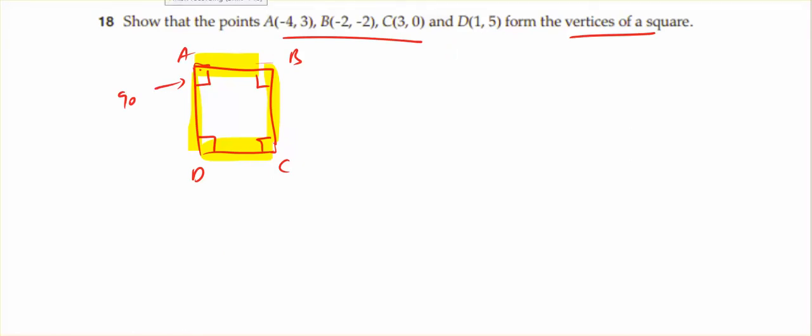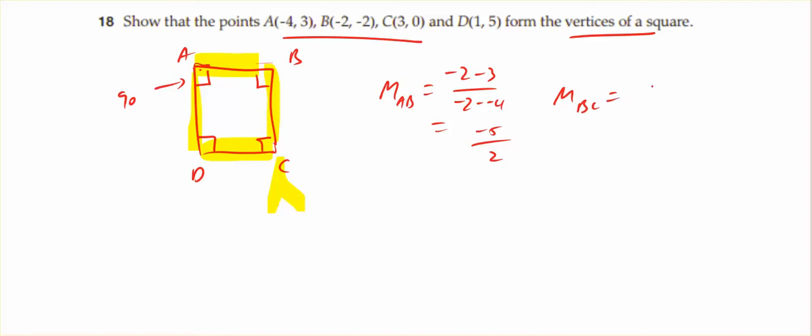Okay, I'll just do a very quick one. I'm not going to do the whole question. So AB and BC. The gradient of AB is -2 minus 3 over -2 minus 4. So that's -5 over, so -2 plus 4 is 2. The gradient of BC is 0 minus 2 divided by 3 minus 2. So we have 2 over 5.